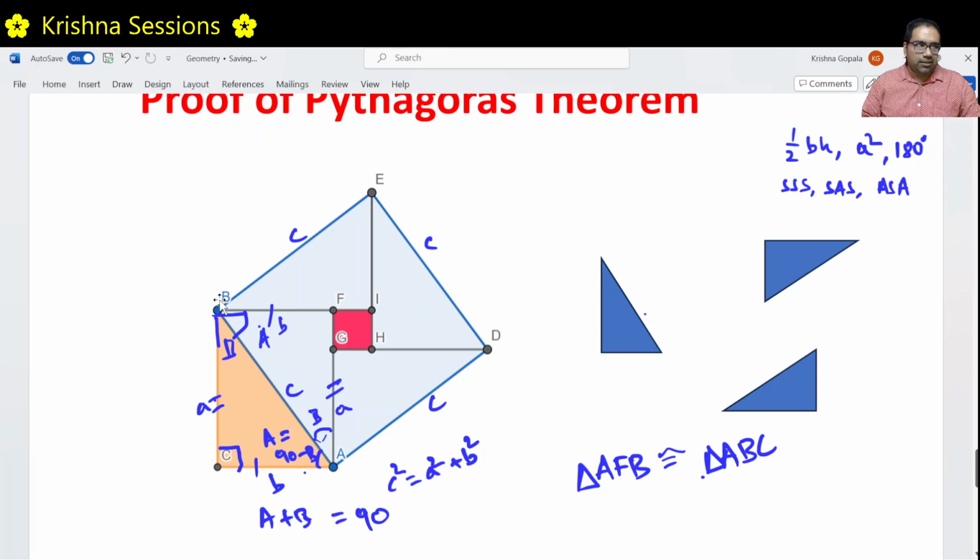And again, this part is a right angle. Right? This part is also a right angle. What does that mean? If this becomes A, this part becomes B. If this becomes B, because this is a right angle triangle, this becomes A. If this becomes A, this becomes B. If this becomes B, this becomes A. Right?